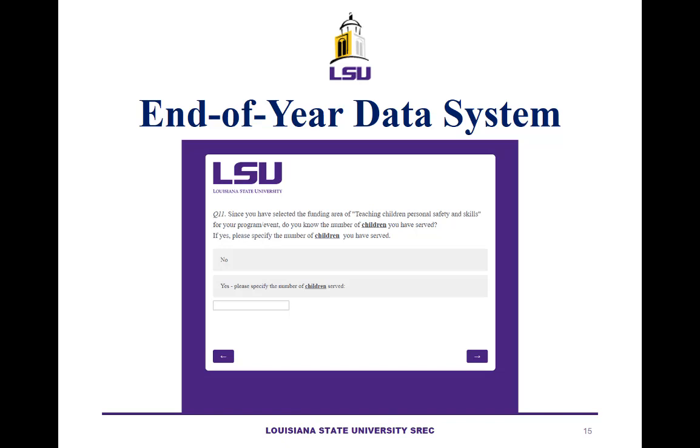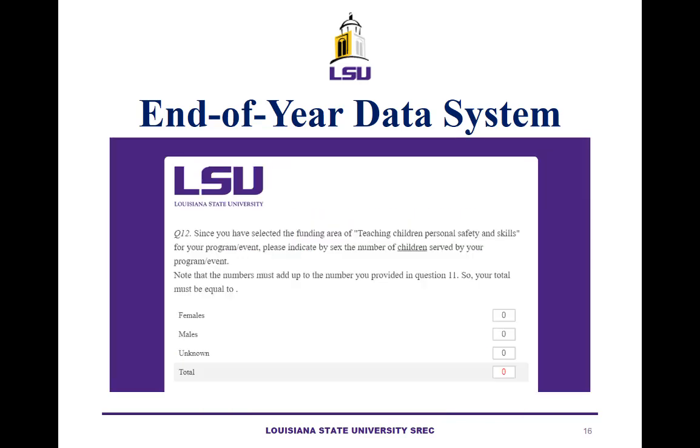You must select No or Yes. If you select No, the survey will skip the demographic questions that follow. If you select Yes, you must enter the number of children served by your program or event, and demographic questions will follow.